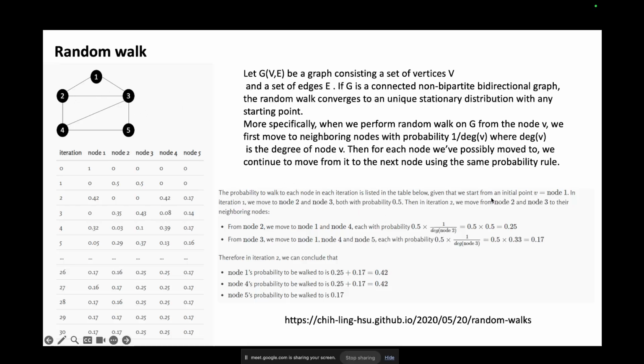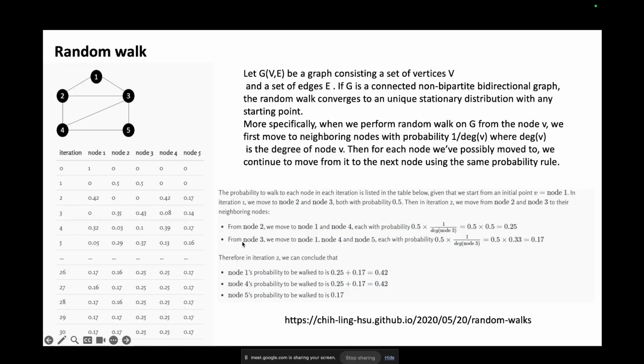Then in iteration 2, you move from node 2 and node 3 to their respective neighbors. So you are here or here. Where can you move to? From node 2, you can move to node 4 or 3. From node 3, you can move to 1, 2, 4 and 5, right? So from node 2, you can move to node 1 and 4, with each probability of basically 0.5.